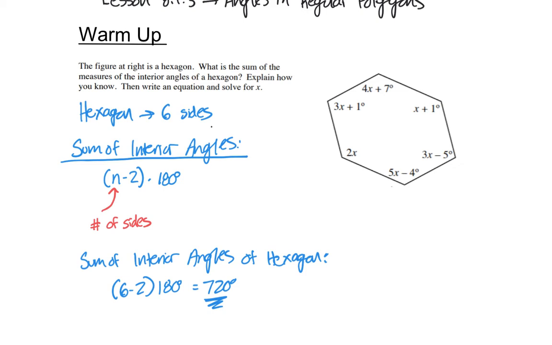So if I were to add up all of the angles here together, I know that they're going to equal 720. So what I need to do right now is add them all up and then set them equal to 720 and solve. Let me show you.